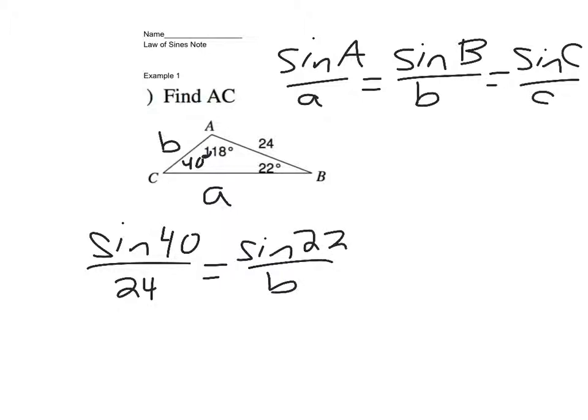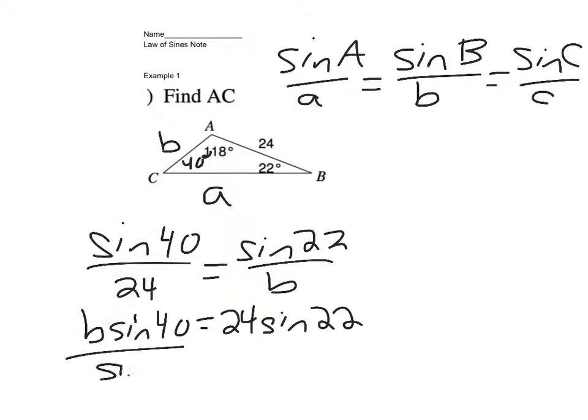I'm not going to use A because I don't know side A. And now we're just going to solve. So I'm going to cross multiply. I have a ratio. So I have B sine 40 equals 24 sine of 22. And then I'm going to divide by the sine of 40. I'm going to do it all at once because these are going to obviously be decimals.